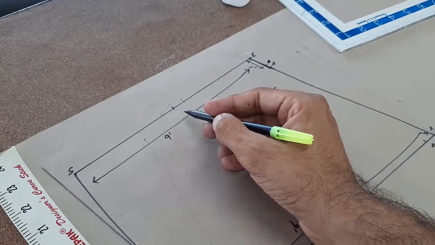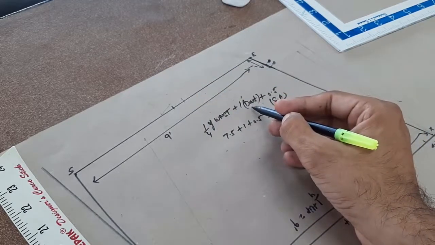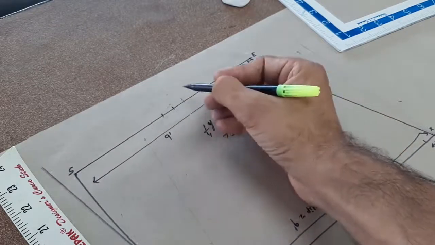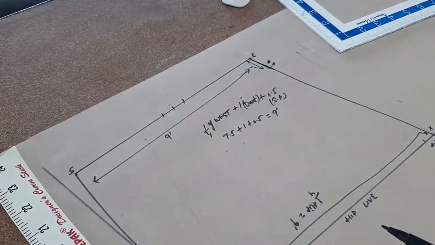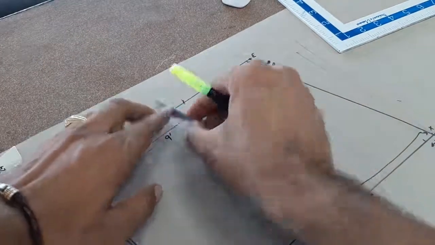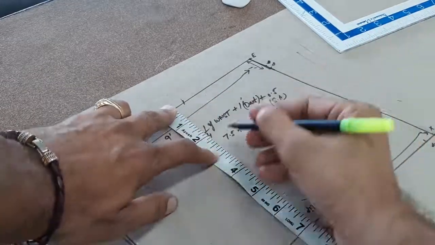We are creating a dart. So for the dart we are taking 1 inch. So half an inch we can create here, half an inch we can create here. So we'll take the depth of the dart around 3 inches. So we will mark a point around 3 inches.